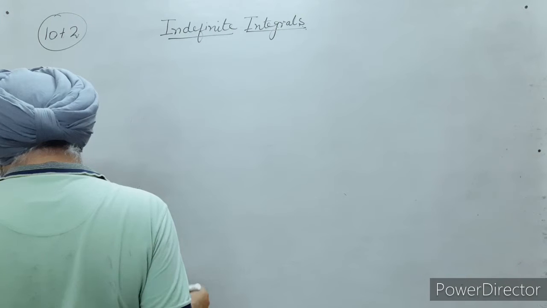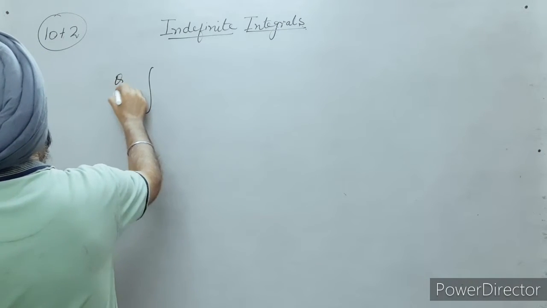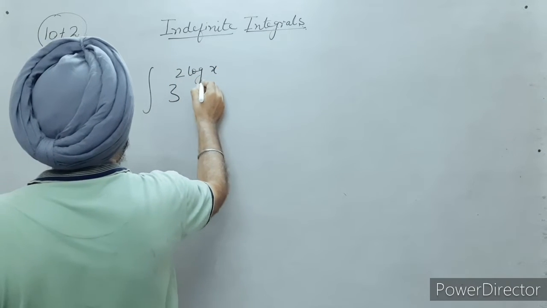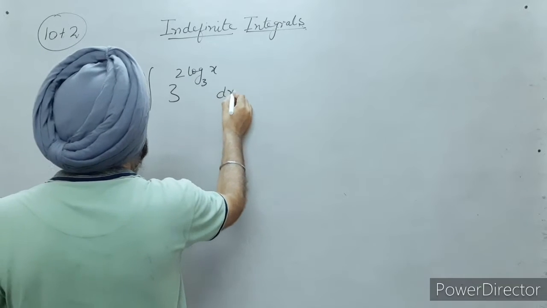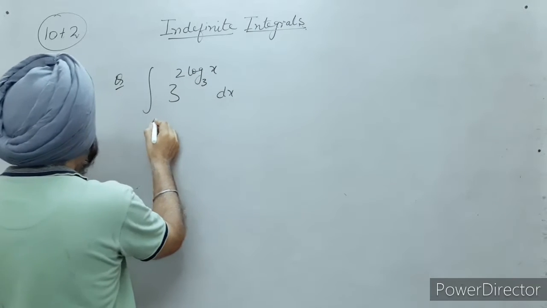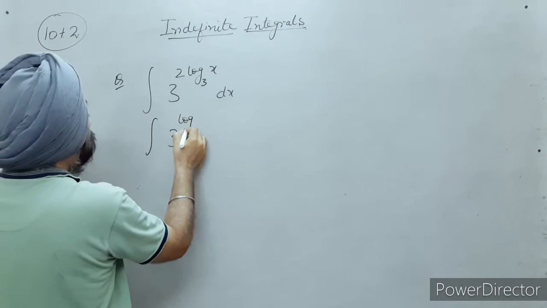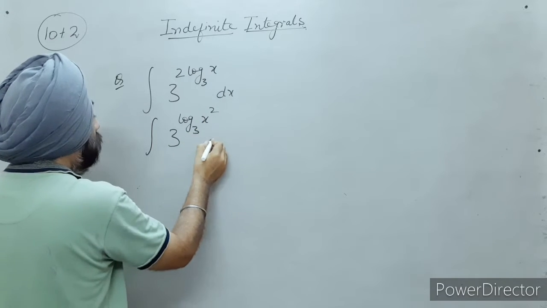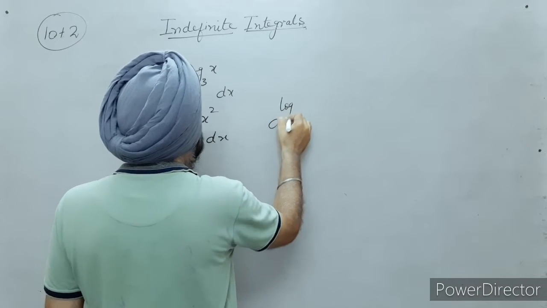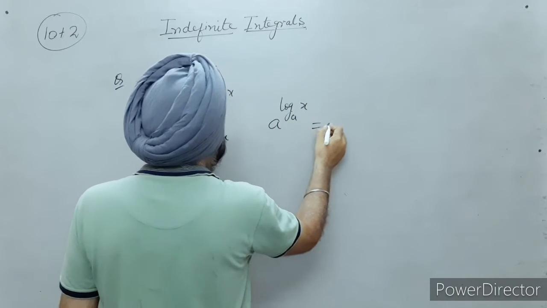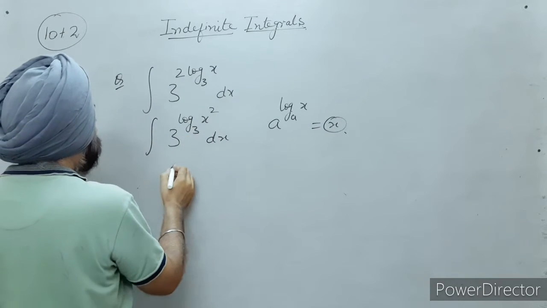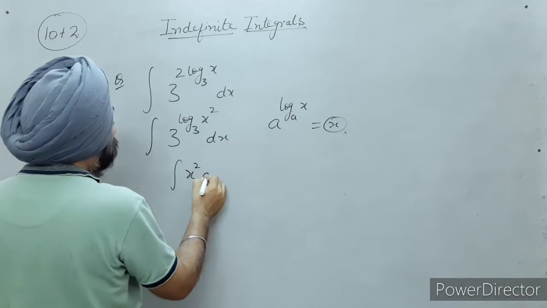Now, the question is: integrate 3 to the power log x to the base 3 dx. Now I will make use of the property of log. Let me rewrite this as 3 to the power log of x squared to the base 3 dx. Right? Now I told you a raised to the power log of x to the base a is simply x. So this is simply the integral of x squared dx.